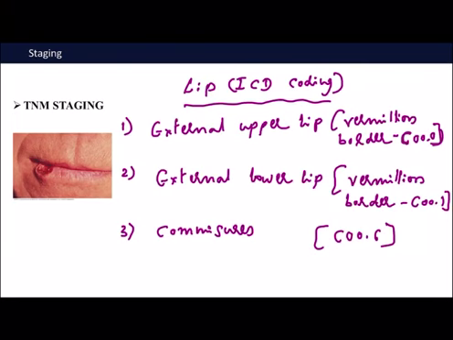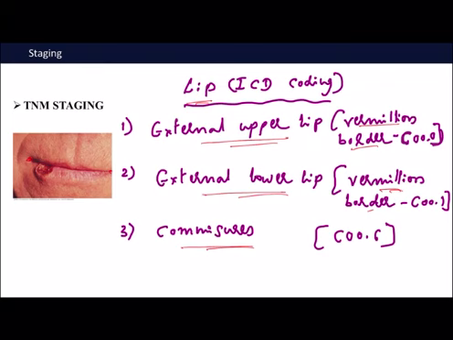Whenever there is a lip cancer, it is again divided into subsites, that is, the external upper lip and external lower lip, which are classified into the vermilion border of the lip, right? And also we have the commissural areas, that is the corner of your mouth, like this area, right, wherever there is involvement, right?